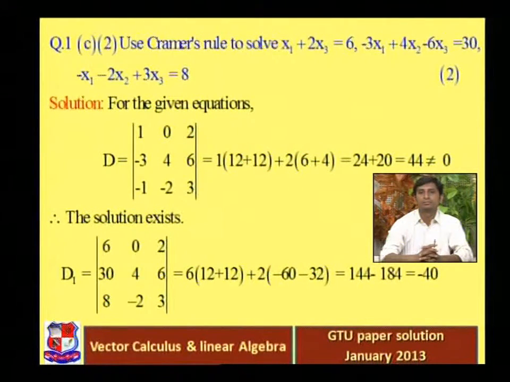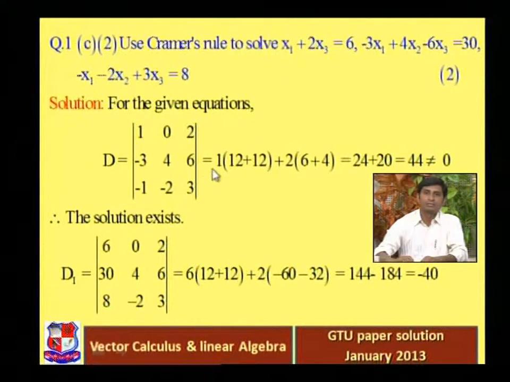The second row comes from the second equation. What is our second equation? Minus 3x1 plus 4x2 plus 6x3, so that is minus 3 4 6. And the third row comes from the third equation, that is minus 1 minus 2 3. So first of all you have to find the determinant. This determinant should be a non-zero element, then we can use Cramer's rule, otherwise not.